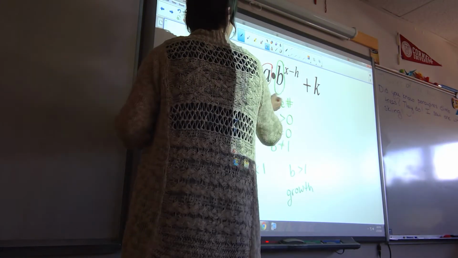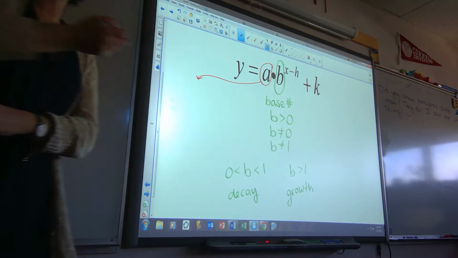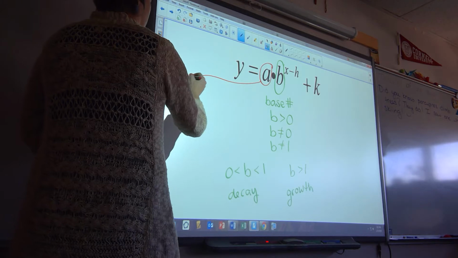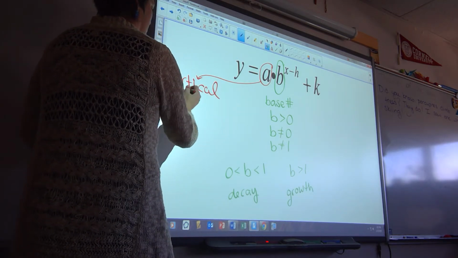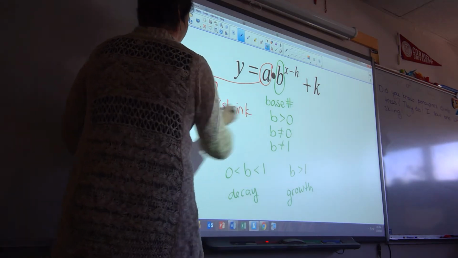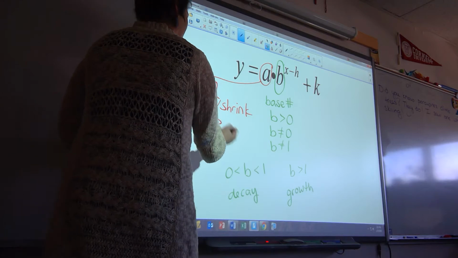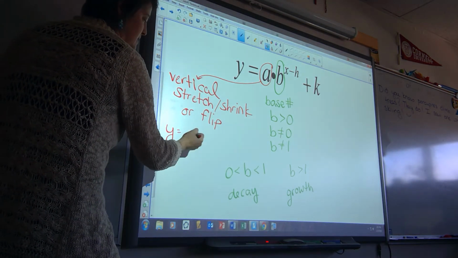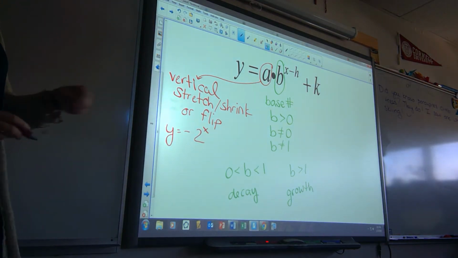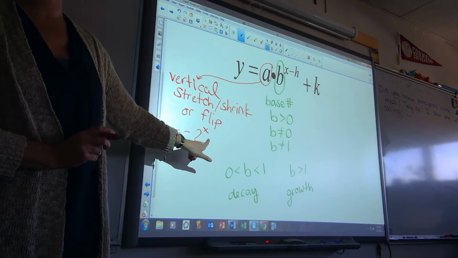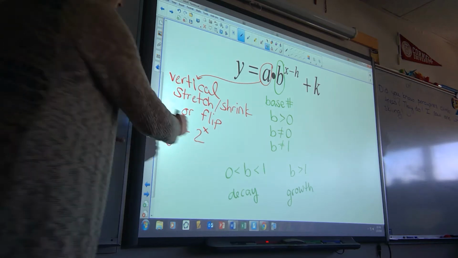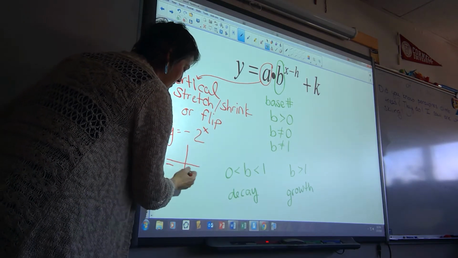This a value is exactly what it's been in every other graph. It's a vertical stretch or shrink or flip. And the flip would be if it looked something like this, negative 2 to the x. That negative is not on the 2. This is a 2 to the x with a negative 1 in front of it. So the base number is always positive, but this will end up growing negatively, like the debt or the roots.